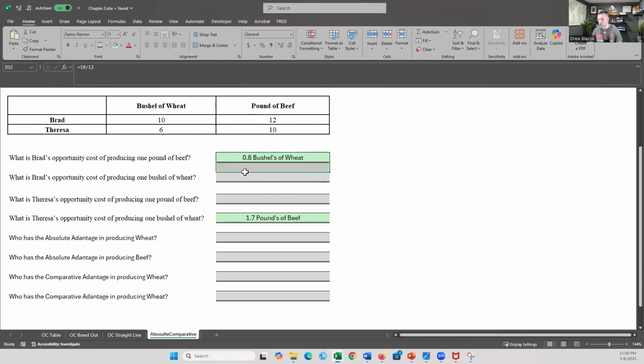So when we're doing comparative advantage, it's whoever has the lowest opportunity cost in producing that. All you have to do is look at what you solved here and say, for example, here's beef, here's the two people that we have. Whoever has the lowest number would have the comparative advantage.